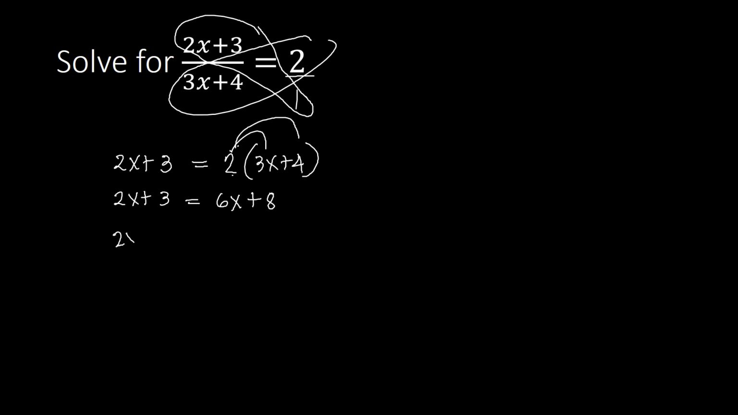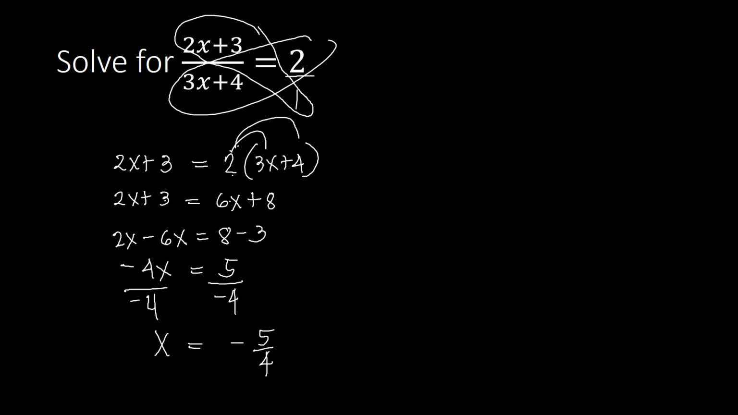Simplify, this is 2x. Move 6x to the other side by subtraction, so this will be minus 6x. And 3, move that one to the other side by subtracting it by 3. So we've got here 8 minus 3. Simplifying that one, that will be negative 4x equal to 8 minus 3, that will be 5. Dividing this one by negative 4 to make that one as x, that will be x equal to negative 5 over 4.